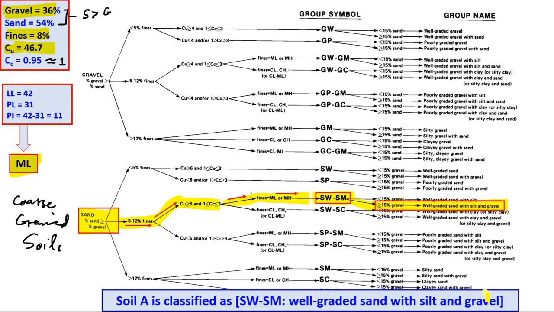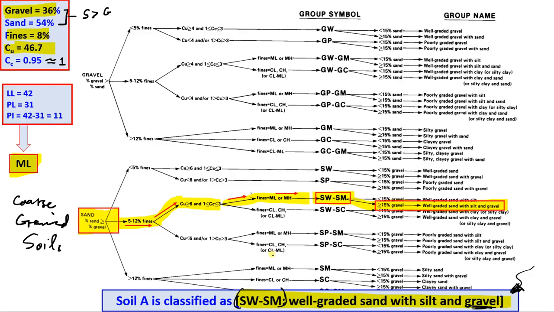If you can read it here, what I have written here in big font, this is actually the description. So the soil is SW-SM. When I just read this SW-SM, I can get an idea that it is well-graded sand containing some silt. But if you read here, it is well-graded sand with silt and gravel. You see, that information of gravel is not there in this symbol. So that's why you have to go through this whole process, and this is the complete description of the soil according to the Unified Soil Classification System.